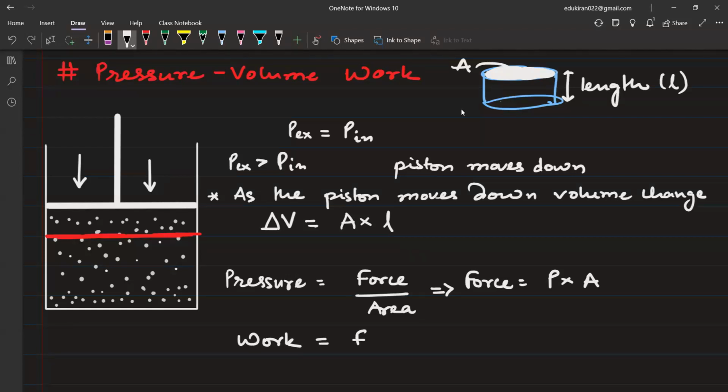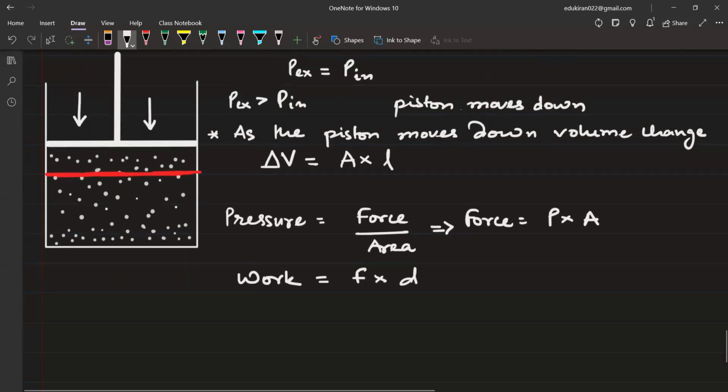Work is equal to force into the displacement, and as you can see, theta will not matter here because the direction of the movement is the same as the direction of the force, so there is no change in the angle. So cos 0 is equal to 1, so theta does not matter. So force can be written as pressure into area, and the distance it has moved is L. So I can write this as work equal to pressure into A into L, which is nothing but delta V.